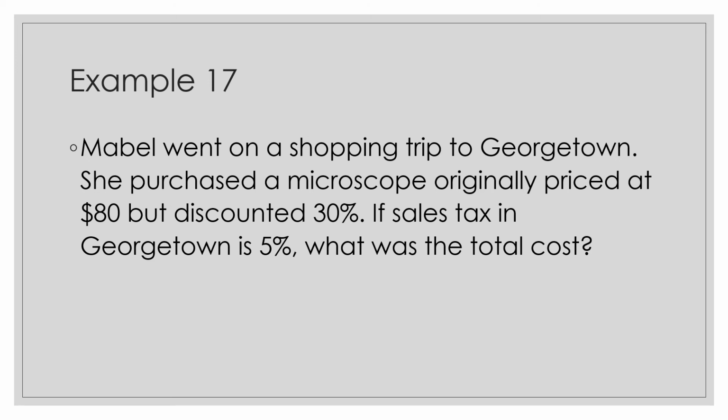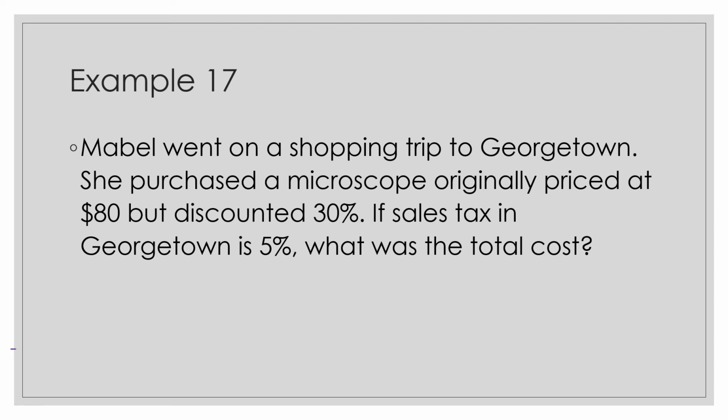Mabel went on a shopping trip to Georgetown. She purchased a microscope originally priced at $80, but discounted 30%. If sales tax is 5%, what was the total cost? Okay, so you need to calculate your discount first because you only pay tax on your sale price, whatever you are paying for the item.